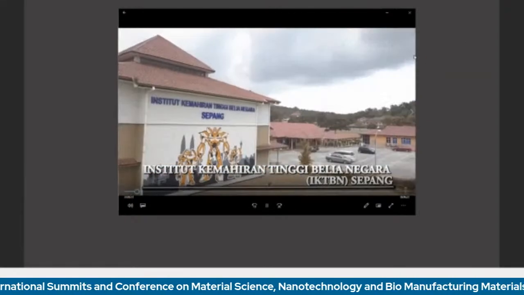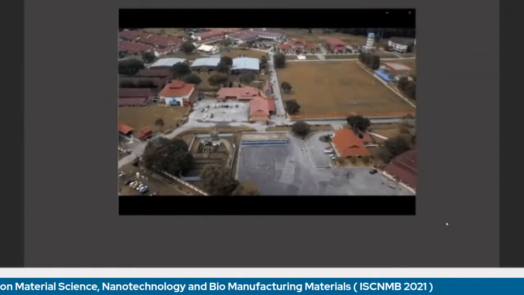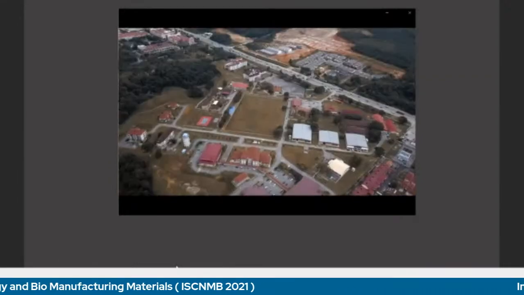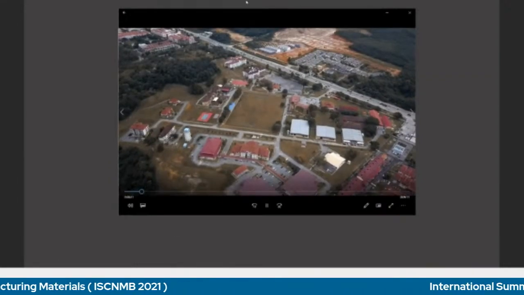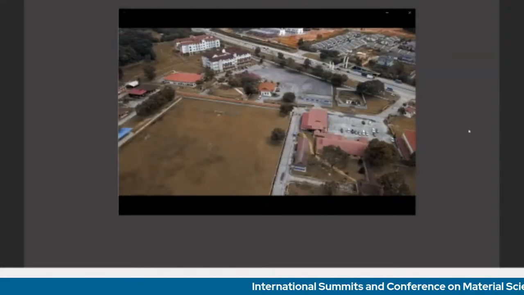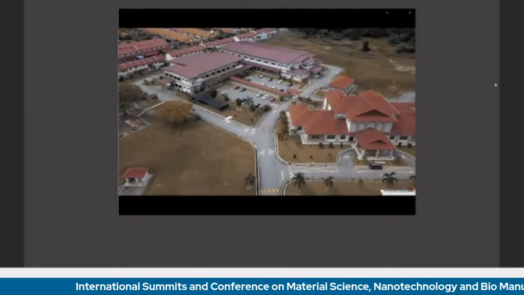Institut Kemahiran Tinggi Belia Negara, IKTBN Sepang, was established in 1990. With a total area of 9 hectares, it is situated in Bandar Baru Salak Tinggi and is becoming one of the leading national vocational education institutes under the Ministry of Youth and Sports Malaysia.